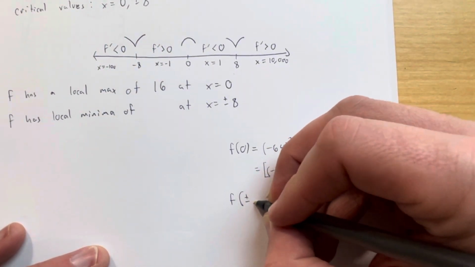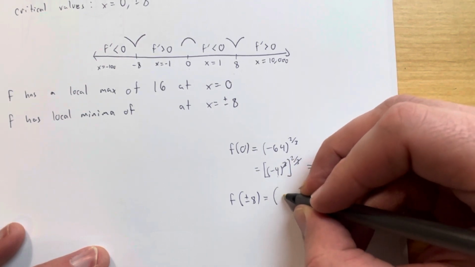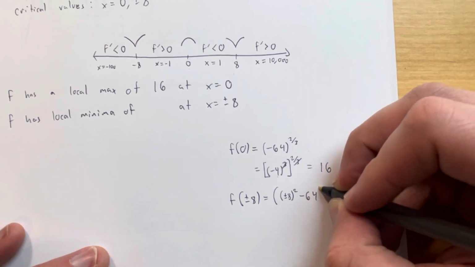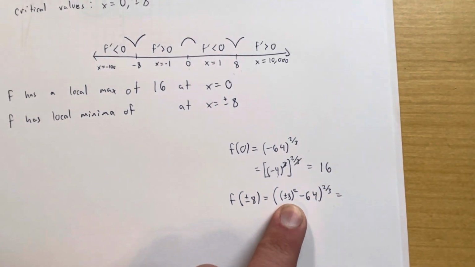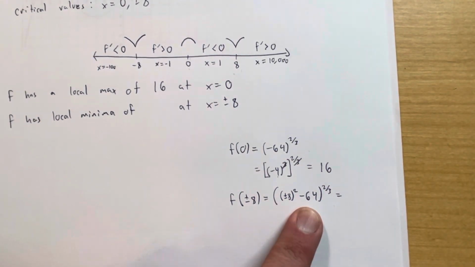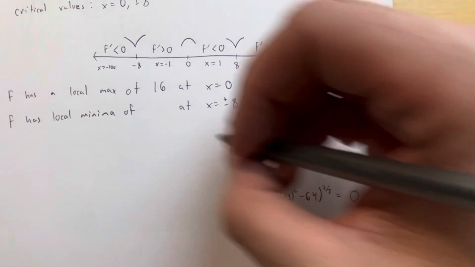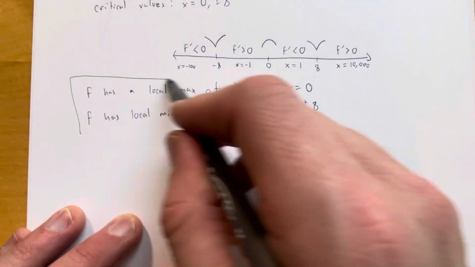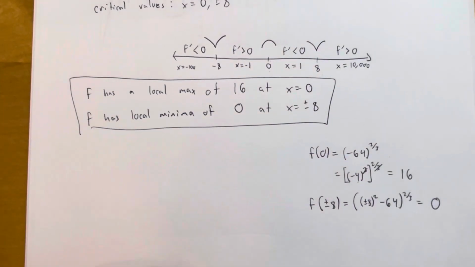F of plus or minus 8 is equal to positive or negative 8 squared minus 64 to the 2/3 power. Whether it's positive 8 or negative 8, when I square it, I get 64. So 64 minus 64 is 0, and 0 to any power is still 0. So I get local minima of 0 at plus or minus 8. And that would be my answer to that one. All right, this video has gone on a little bit too long, so we're going to stop this one here.